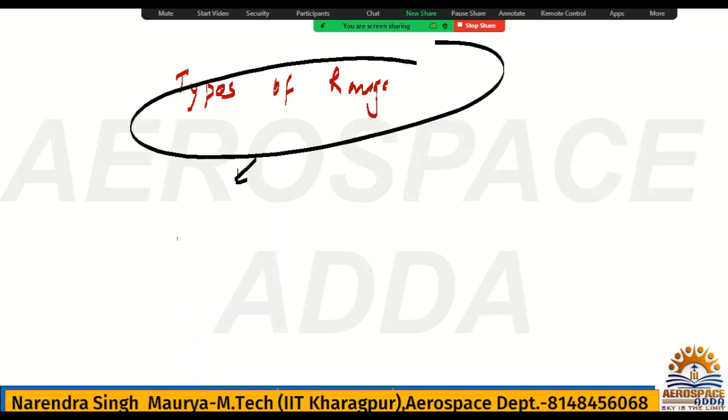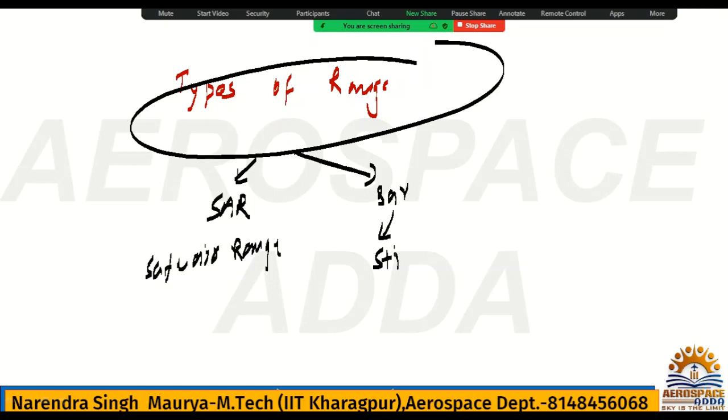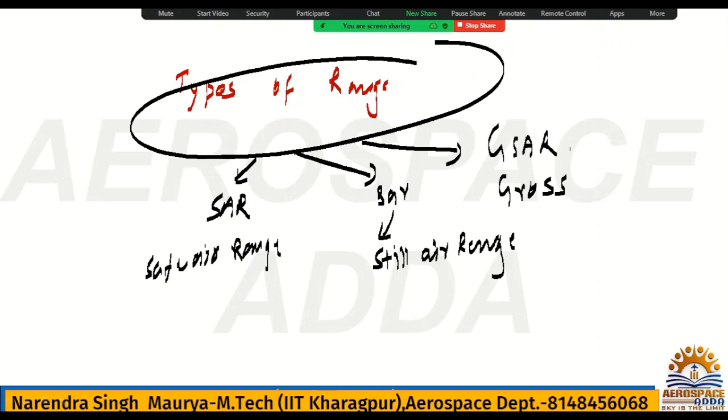We have 3 types of range. The first is called SAR, safe air range. Another is still air range, SAR with small letters. The third one is GSAR, which is gross still air range. Don't write anything; just draw the diagram. I will draw the diagram and explain there. These are the 3 types.